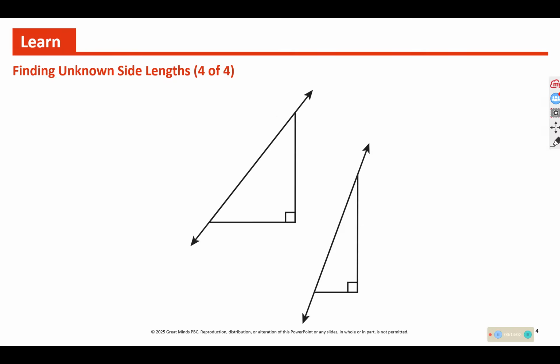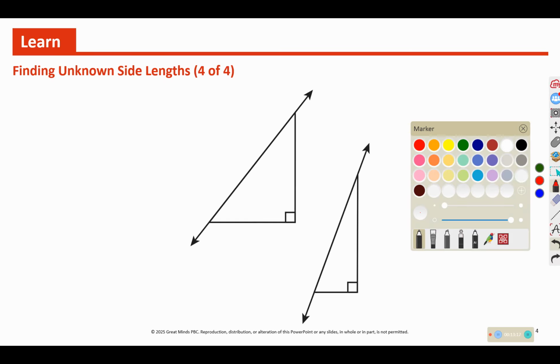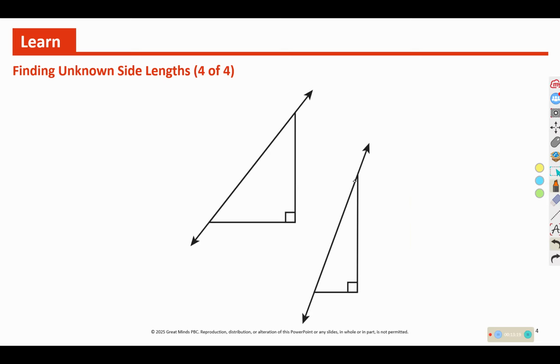Look at this diagram. How are these triangles different from the triangles we have been working with? Well, these hypotenuses are not on the same line. So we can't say for certain that these are similar. And just by appearance, we would say they are not similar.